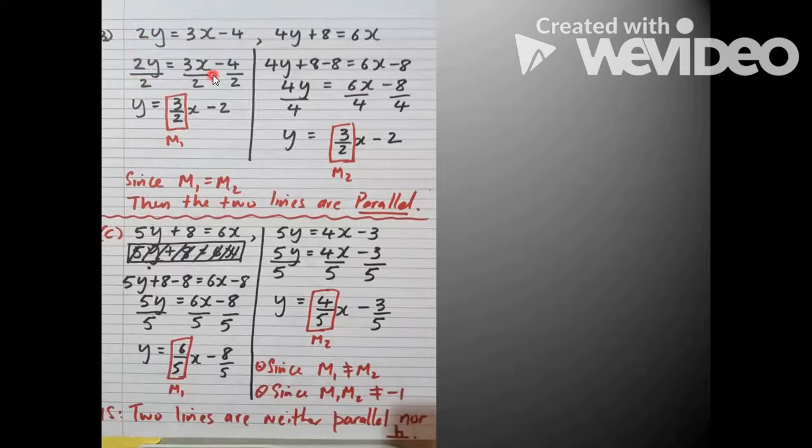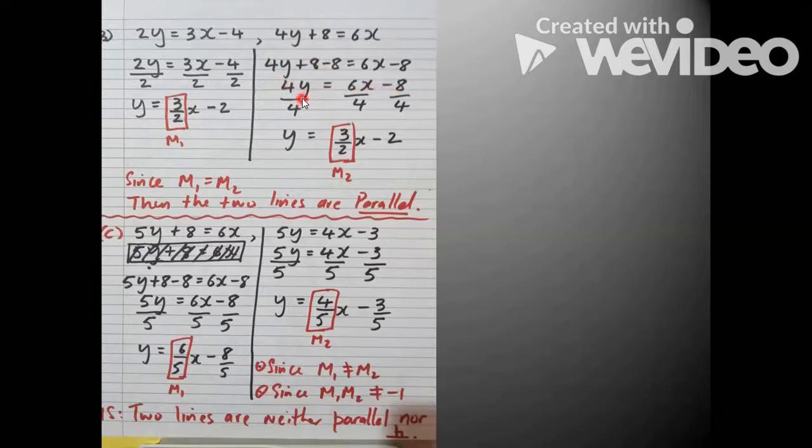So the gradient here is actually 3/2. This is what we're looking for, the coefficient of x, which is 3/2. Let's go over here. You notice that we don't need this +8. So we need to get rid of this +8 by subtracting 8 on the left. And if we subtract on the left, we have to subtract on the right. So 8 from 8 will give us 0. So we end up with 4y equals 6x minus 8.